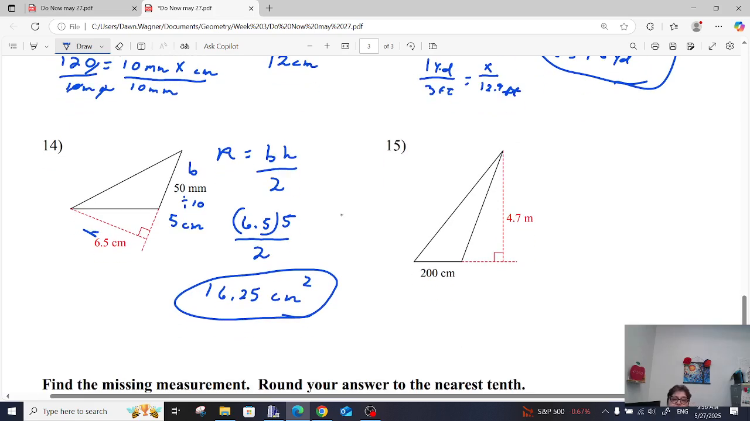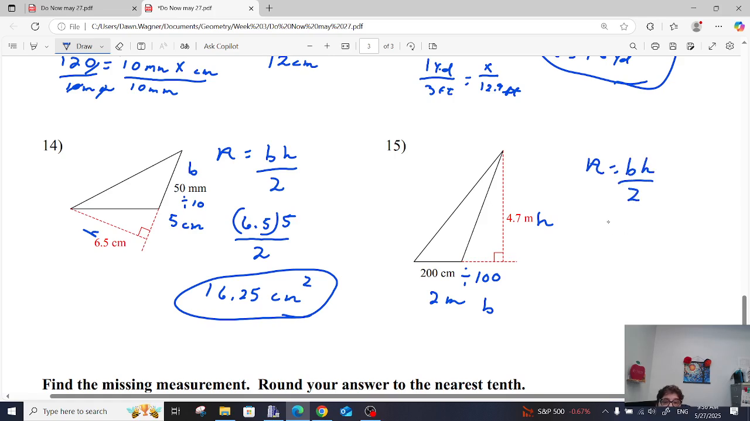And this is just done the same way, except this is meters and centimeters. You would divide by 100 to convert centimeters to meters. So this would be 2 meters. So you would have height and base. Again, area equals base times height divided by 2.